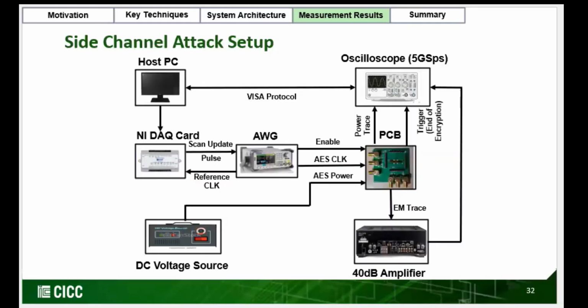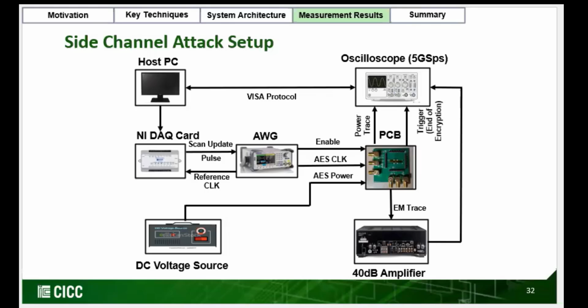This is our side channel attack setup. Traces are collected using a 5 GSPS oscilloscope. Collected traces are fed to a PC for further processing. The PC controls the data acquisition card and inputs to the IC. We have an AWG to create clock and enable signal. We have a DC voltage source for powering up the circuit.